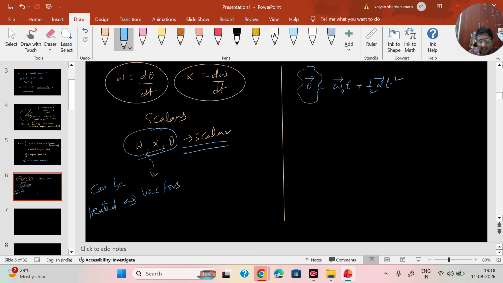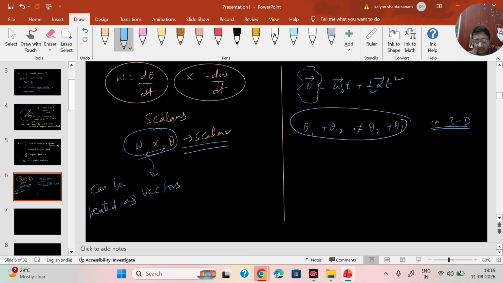Okay, we will see why theta cannot be a vector, because theta doesn't follow this rule. Theta 1 plus theta 2 is not equal to theta 2 plus theta 1 in 3D. I'm not talking about 2D. Any vector quantity should obey this law. For example, a plus b should be b plus a for any vector quantity.